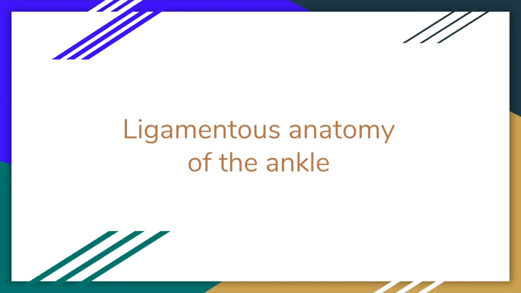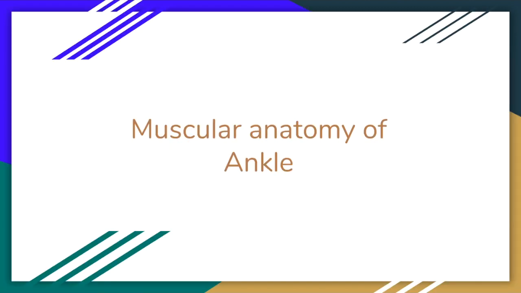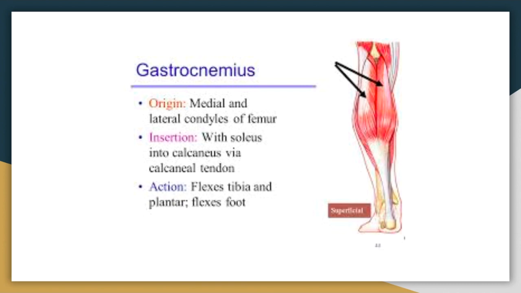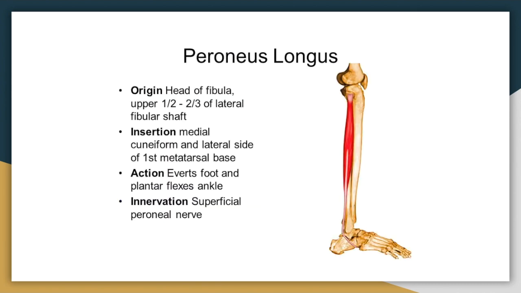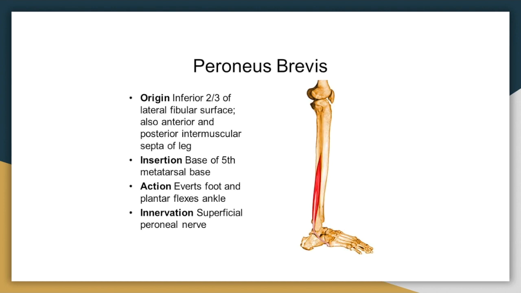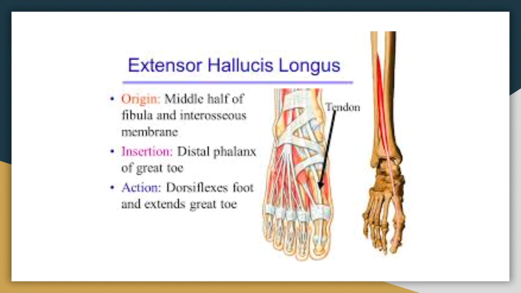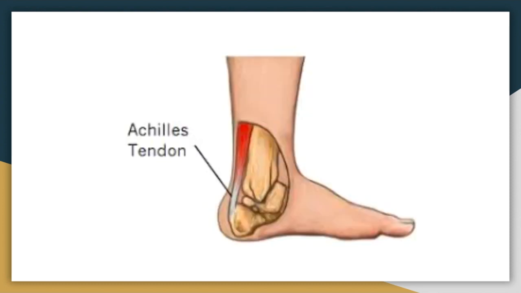The ligamentous anatomy of the ankle includes three main ligaments: the posterior talofibular ligament, the anterior talofibular ligament, and the calcaneofibular ligament. The muscular anatomy of the ankle and lower leg includes the soleus, the gastrocnemius, the tibialis anterior, the peroneus longus, the peroneus brevis, the extensor digitorum longus, the extensor hallucis longus, the plantaris, and the Achilles tendon.